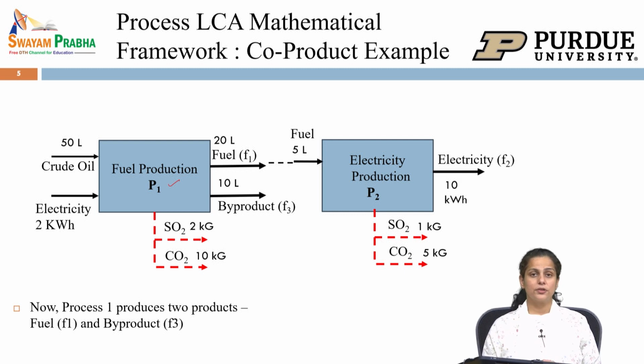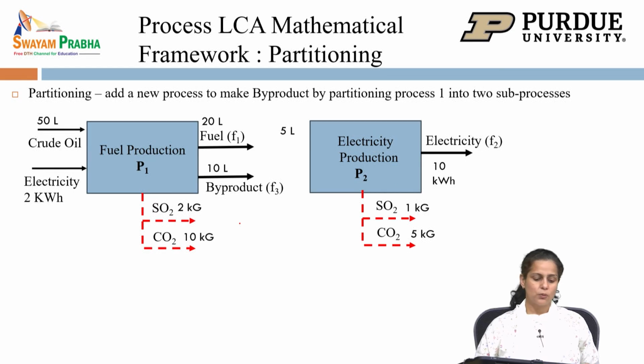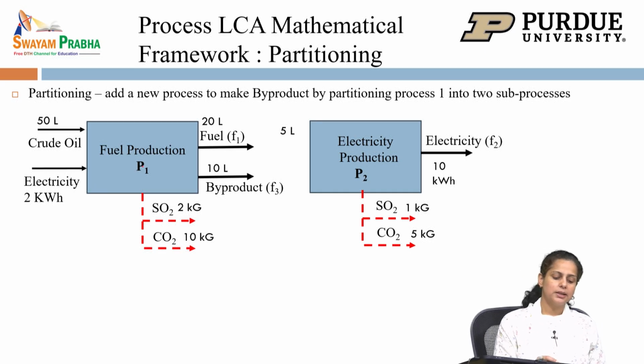Also, these days a lot of the waste products are going into secondary life or into the recycling system. In those cases as well, we will need to consider what impact we need to give to the byproduct along with the fuel production. So, here let us look at how we do partitioning. Partitioning is when we are not avoiding allocation; we are going to allocate the impact of the fuel production process to both fuel and byproduct. So, when we are doing partitioning, what we are assuming is that there are two separate sub processes within that process that are making the fuel and the byproduct.